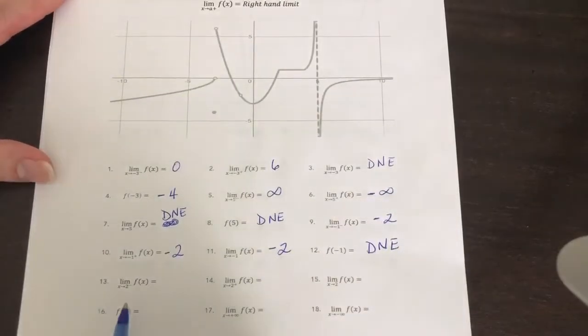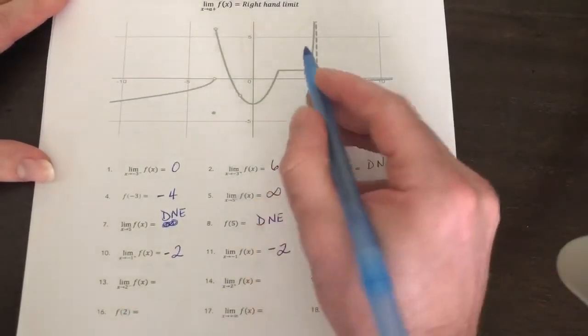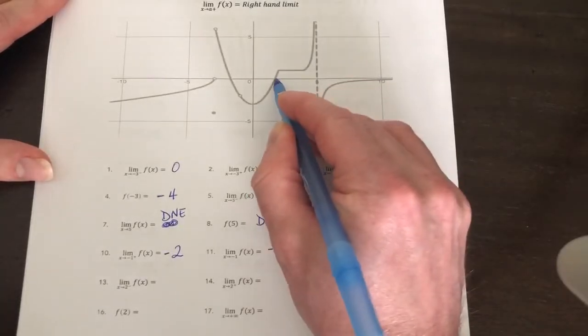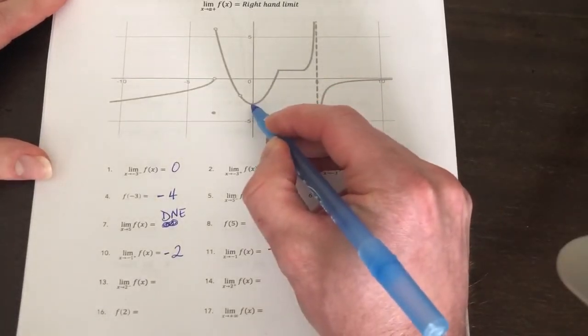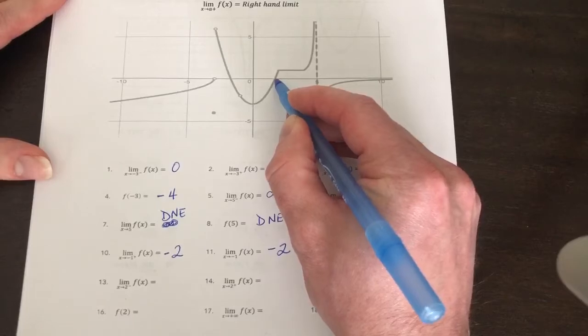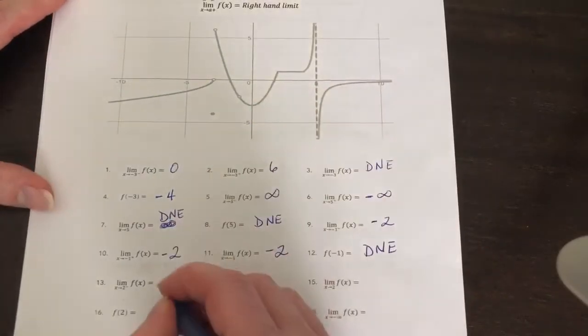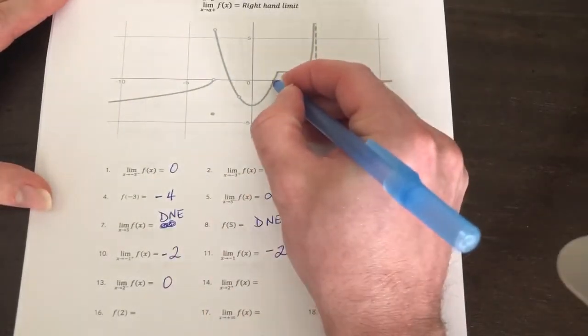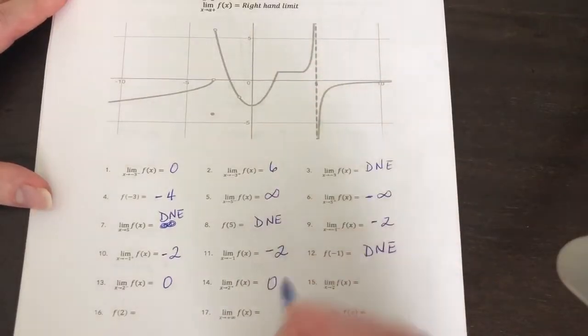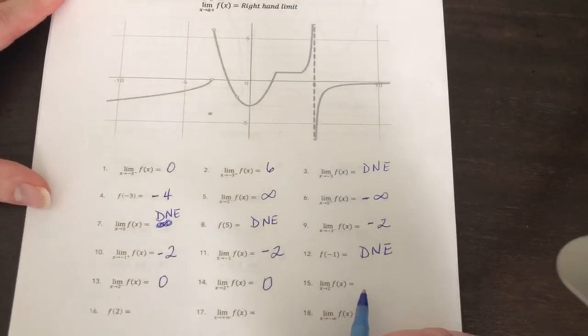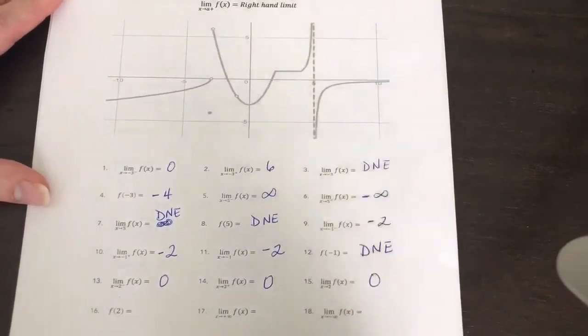Okay, the limit as x approaches 2 from the left-hand side. So 2 is right here. So the limit as x approaches 2 from the left-hand side, the y value is 0. As I go from the right-hand side, my y value is 0. Since the left-hand limit equals the right-hand limit, the limit as x approaches 2 is 0.